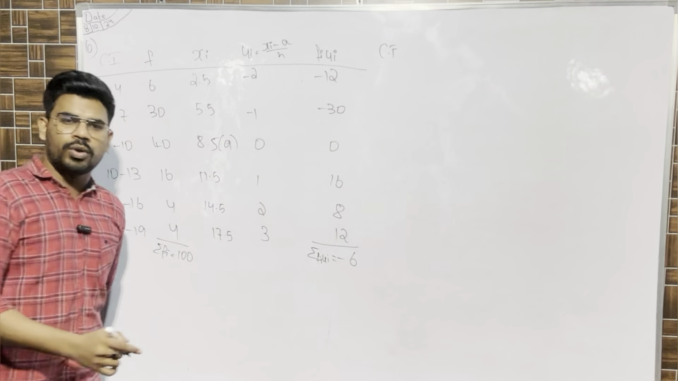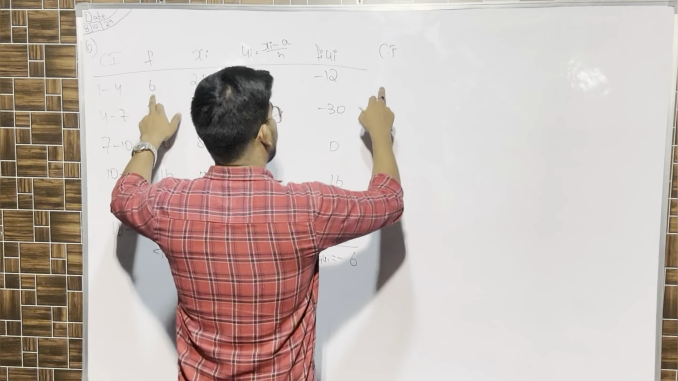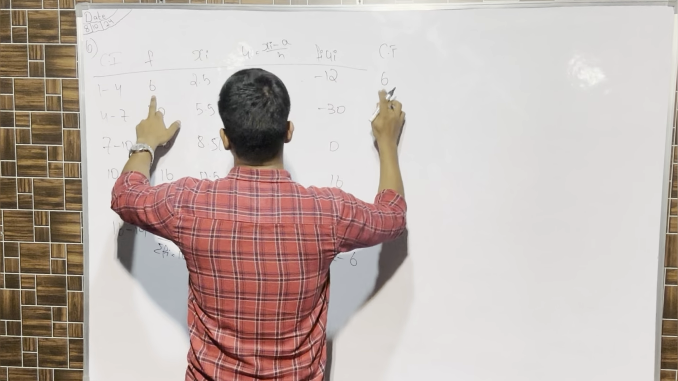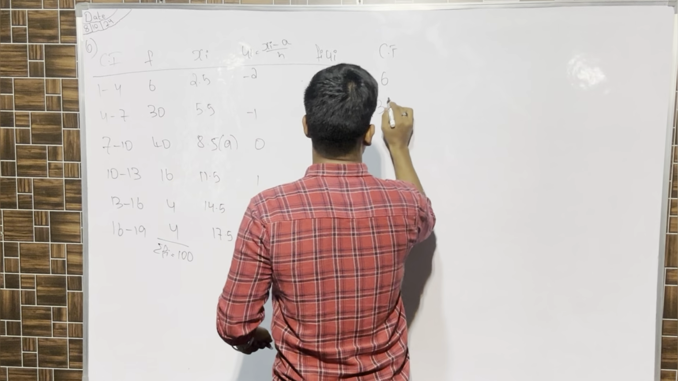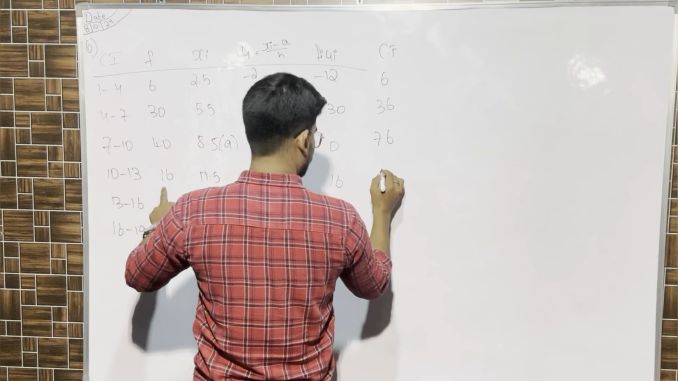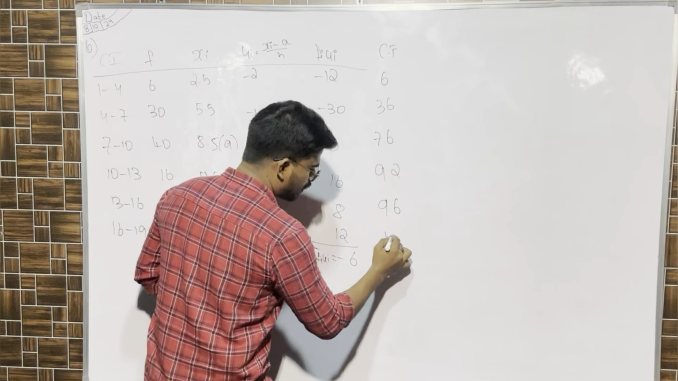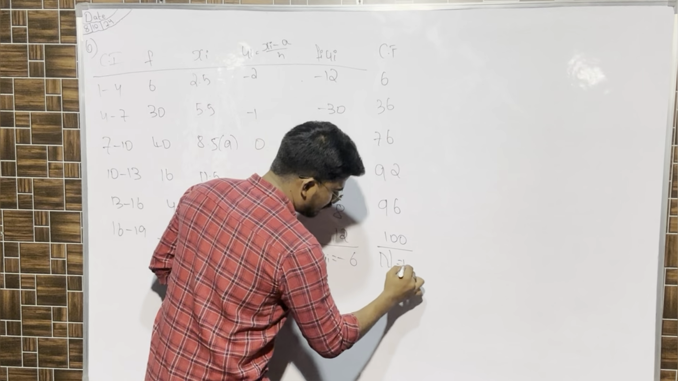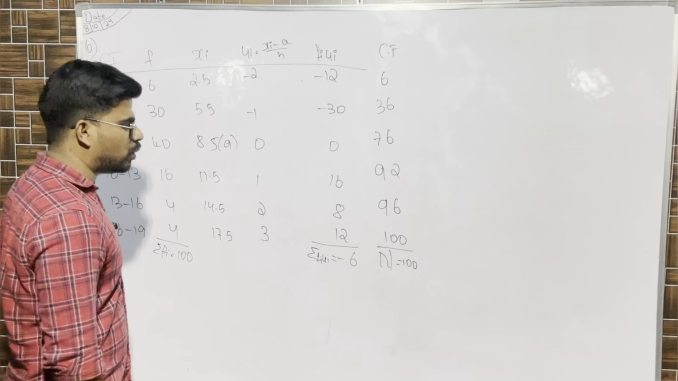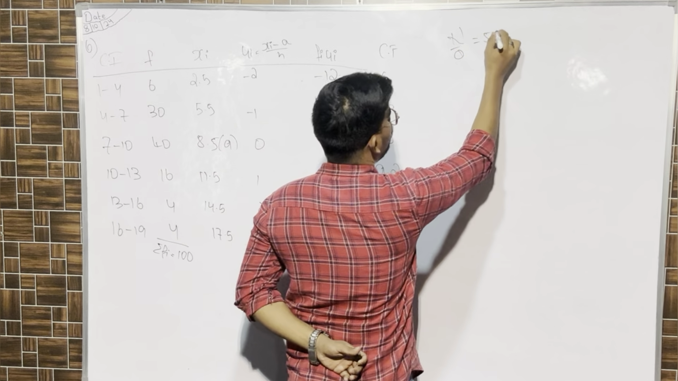Like I told you, you can make a new column or a new table for median if you are comfortable solving it here, up to you. Next, cumulative frequency: we take the first term the same, 6. Next, 6 plus 30, 36, 36 plus 40, 76, 76 plus 16, 92, 92 plus 4, 96, 96 plus 4, 100. So the value of n is 100. We have to find n by 2. n by 2 is 50.